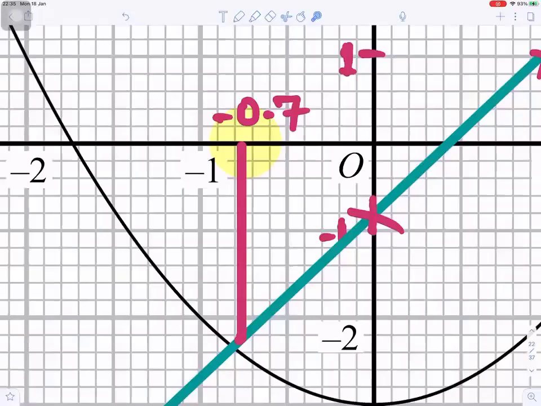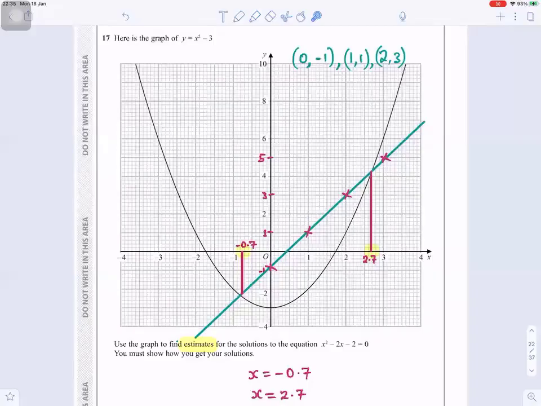For the next one, you will see the minus 0.7 when you zoom in. So your two answers would be x is minus 0.7 and x is 2.7. Your answers may be slightly different depending on how accurate your graph is, but there's a range of values where your answers have to be inside. So that's how you do question number 17.